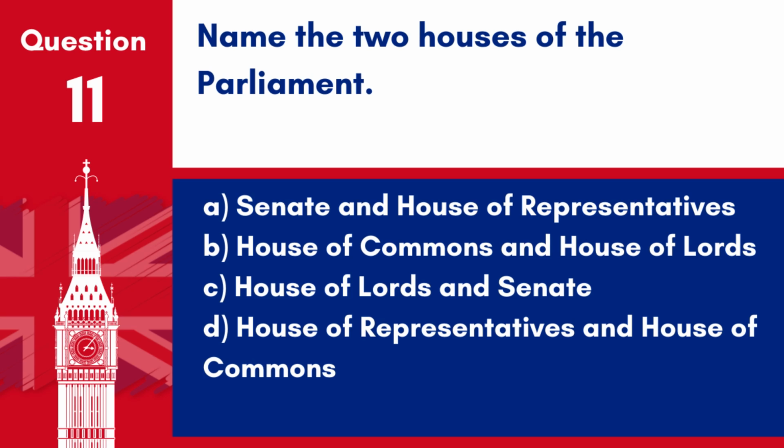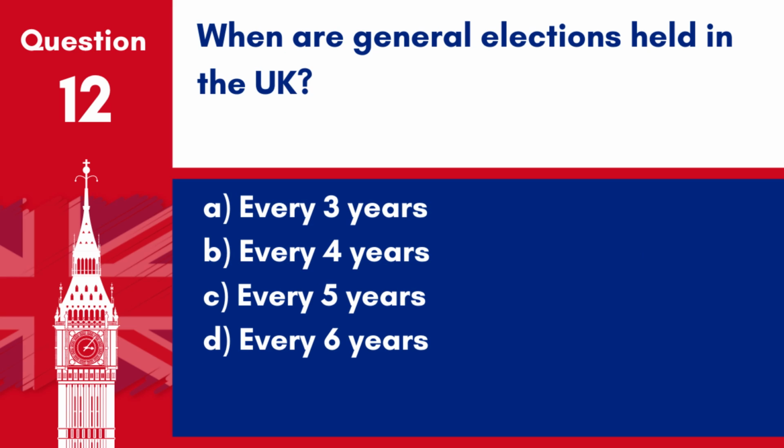Answer: B. House of Commons and House of Lords. These are the two houses that make up the UK Parliament. Question 12. When are general elections held in the UK? A. Every 3 years. B. Every 4 years. C. Every 5 years. D. Every 6 years.